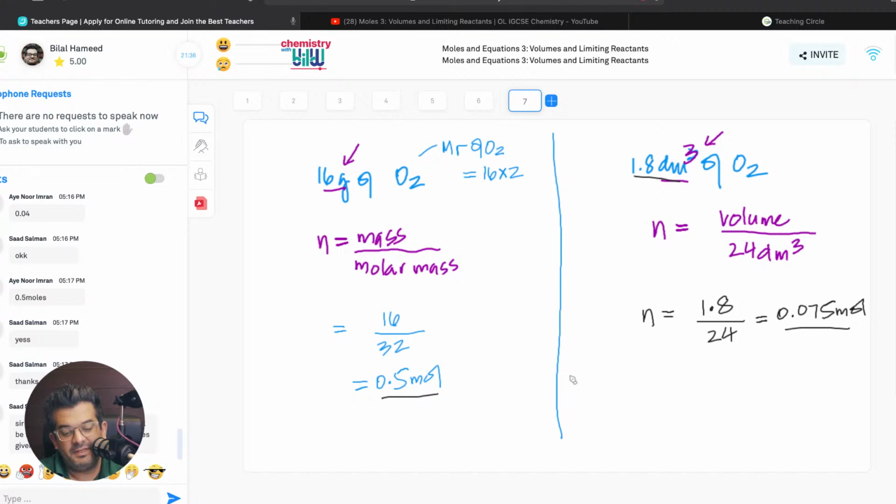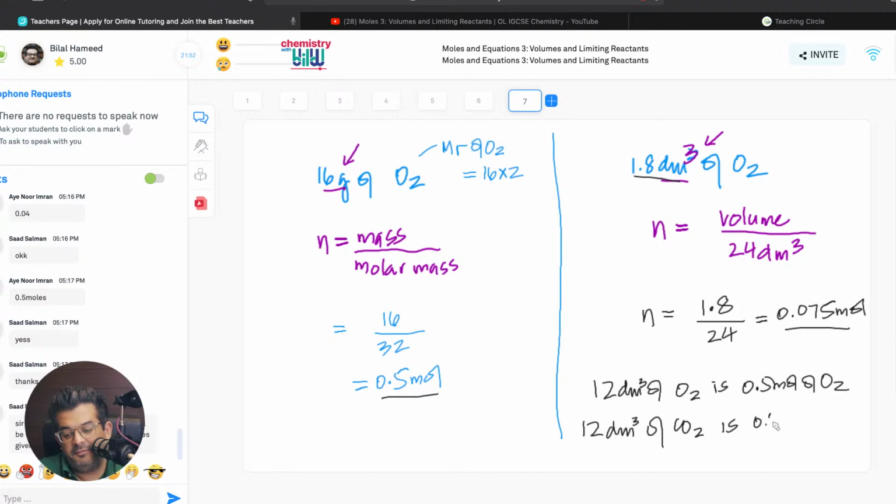Yes, absolutely, Saad. It means that if 12 dm cube of oxygen is 0.5 moles of oxygen, then 12 dm cube of carbon dioxide is 0.5 moles of carbon dioxide. That is the beauty of this. It is the beauty of gases. Only and only for gases.